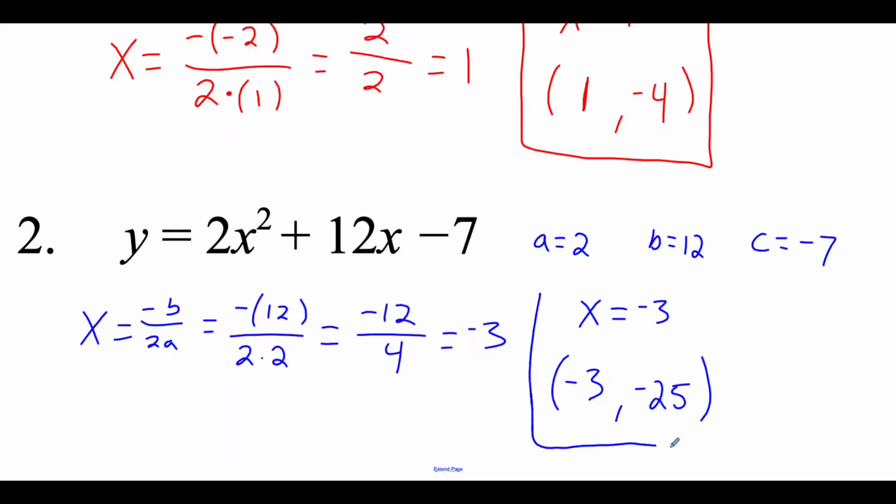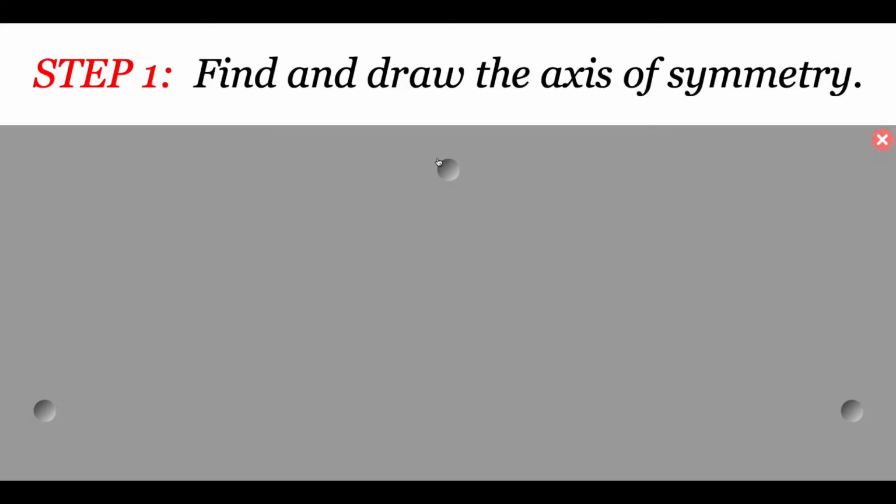So this graph would have its axis of symmetry at x equals negative 3, and then the vertex would be at the point negative 3, negative 25. So let's talk a little bit about graphing a parabola. Step number 1, what we want to do is figure out where the axis of symmetry is, and we're going to draw it out on our graph. That's kind of the middle focus point for our parabola.